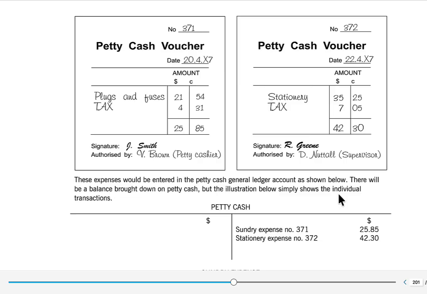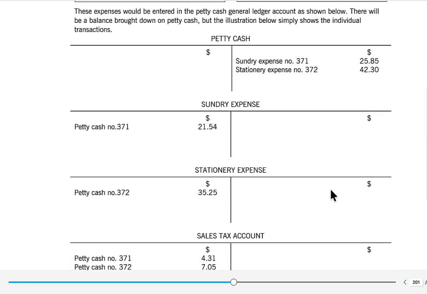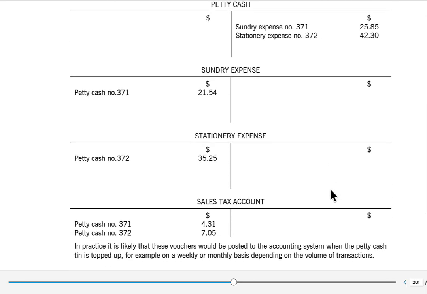Part 3. Posting these vouchers to the ledger accounts. On page 201, the book shows 4 ledger accounts. 1. The petty cash account. 2. The sundry expense account. 3. The stationery expense account. 4. The sales tax account. Now let us post them one at a time.